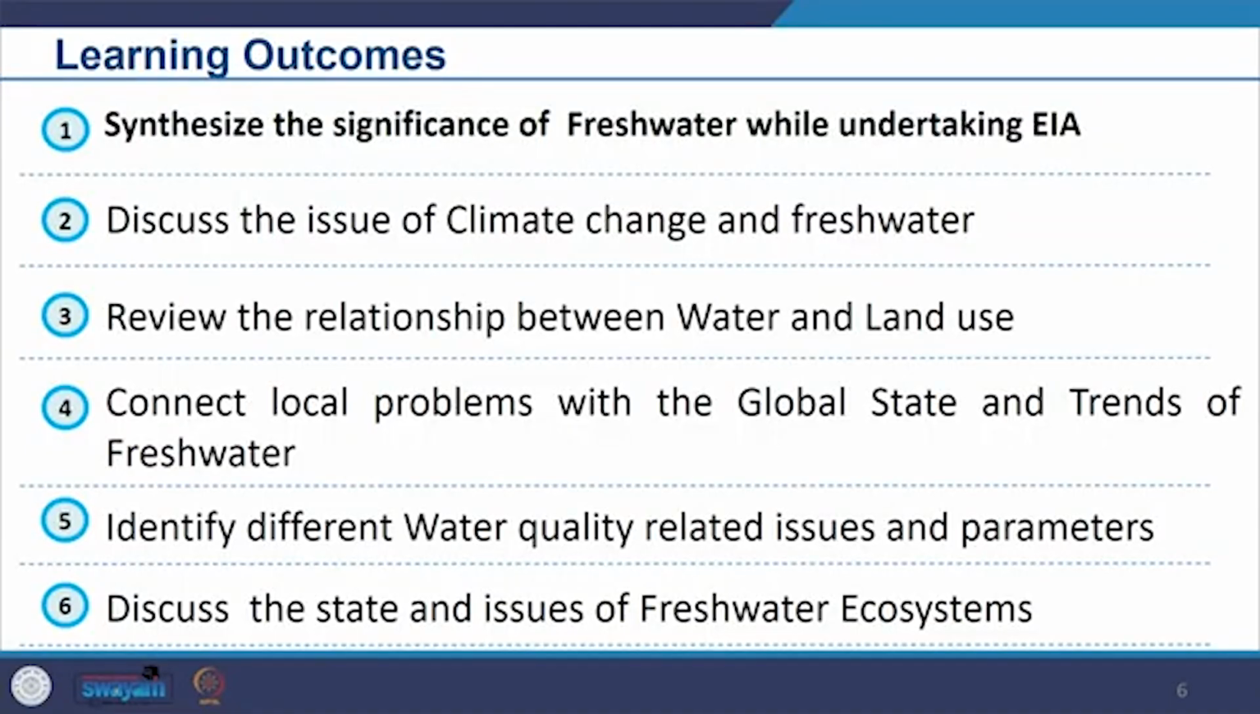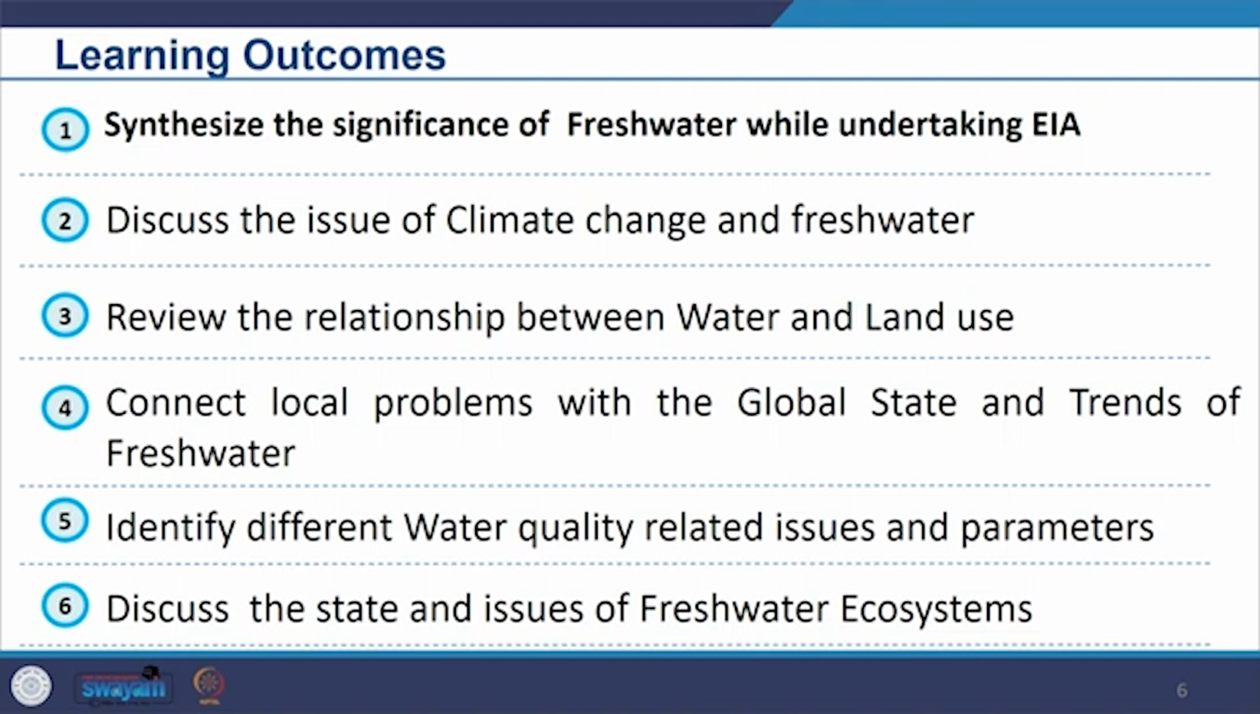The expected learning outcomes, after you complete this session, are that you should be able to synthesize the significance of fresh water while undertaking EIA. When you look at EIA, you should have a conceptual understanding of where you are locating yourself in the entire context. You should be able to discuss the issue of climate change and fresh water. Further, you should be able to review the relationship between water and land use.